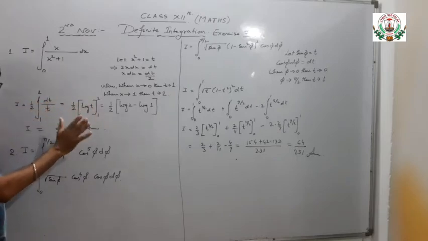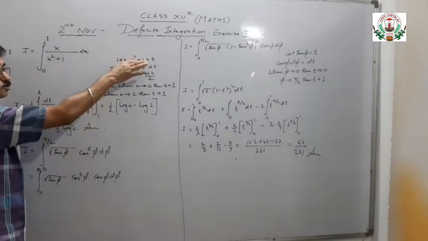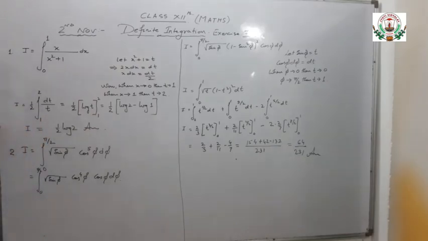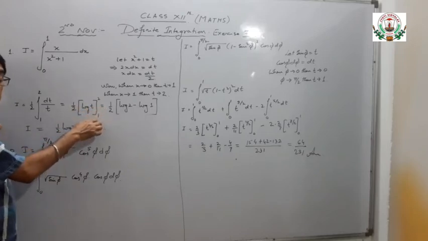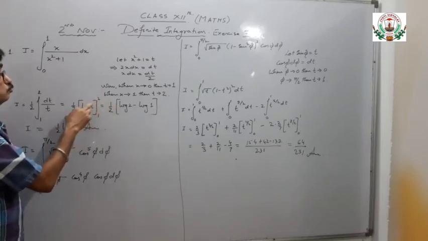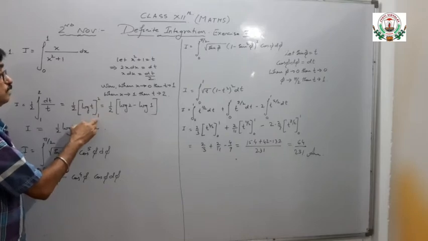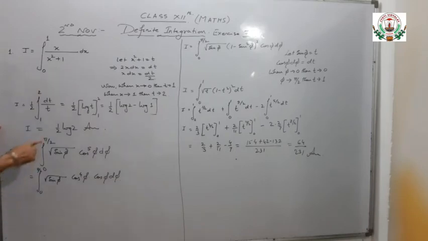Now there is no need of changing the limits, and no need of substituting the value of t back. If you substitute the value of t as x square plus 1 here, again you have to change the limit. So in this same variable t, we will substitute the changed upper and lower limits. So 1 by 2, upper limit 2 log 2 minus lower limit 1 log 1, upper limit minus lower limit. So 1 by 2 log 2, as the value of log 1 is 0.